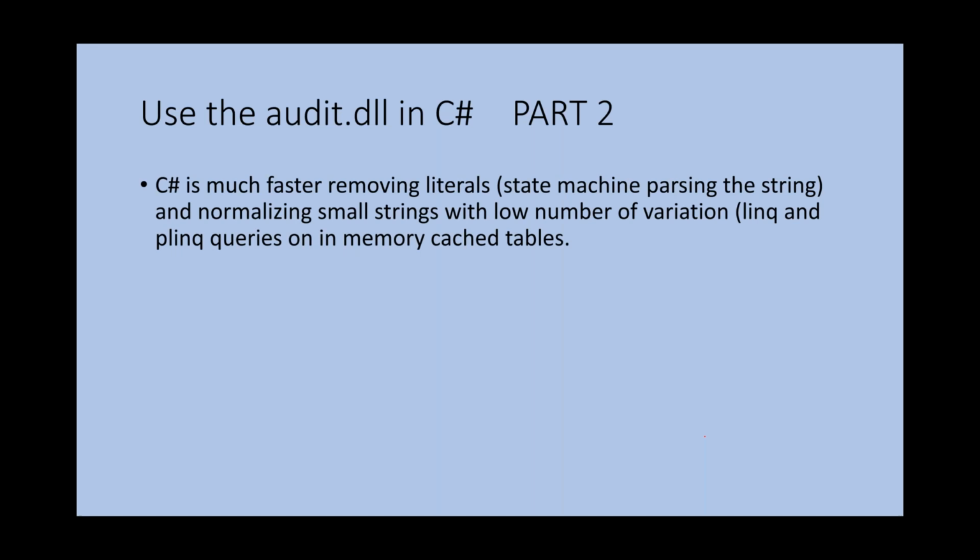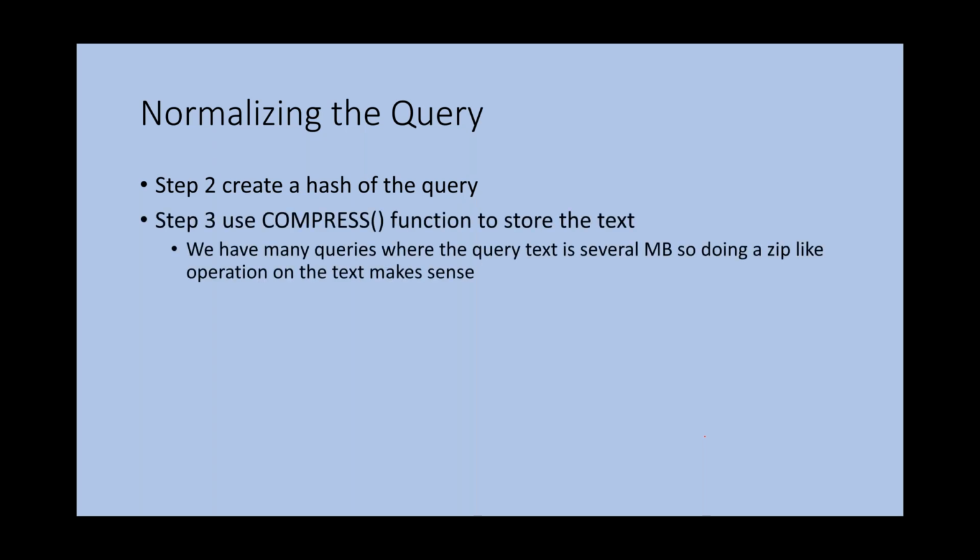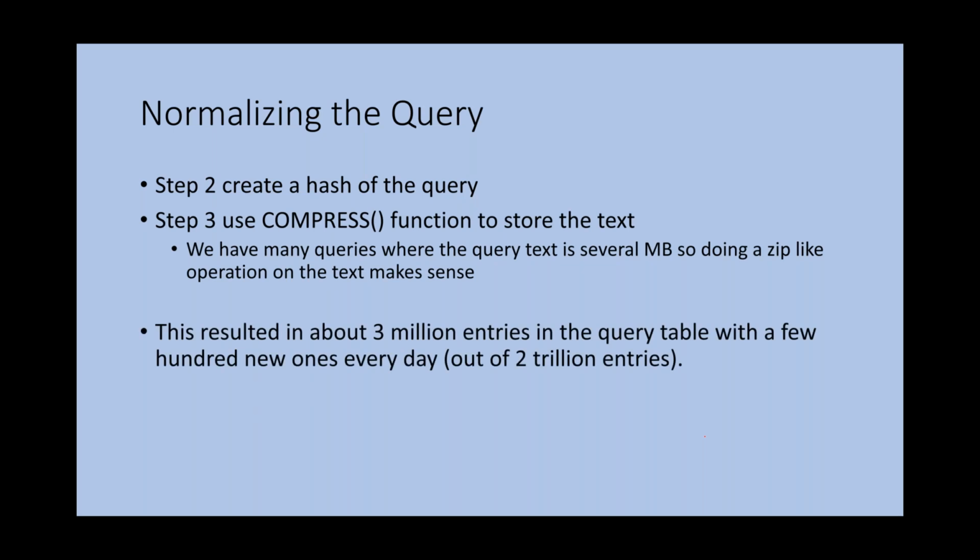We're back on the blue screen. That means we're talking about the part that's outside of SQL Server. Bear with me quickly. C# was much better at removing the literals than SQL Server. Instead of doing very complex queries with T-SQL, we just let the C# component remove the numbers and strings. And then we created a hash of the query. Actually, we created 2 of them. And we use the compress function to store the actual text. So gigabytes of text data became several megabytes. And as I said, 3 million unique queries out of about 2 trillion entries.